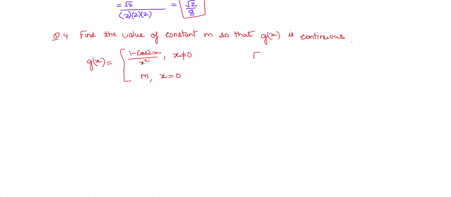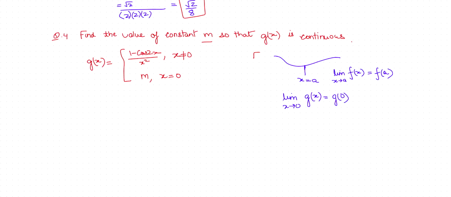So now the next question is, find the value of constant m so that function g(x) is continuous. So we know that any function f(x) can be continuous at x equal to a if the limit of f(x) when x tends to a is the same as the value of f(a). Okay, I'll just write it down to be more clear.